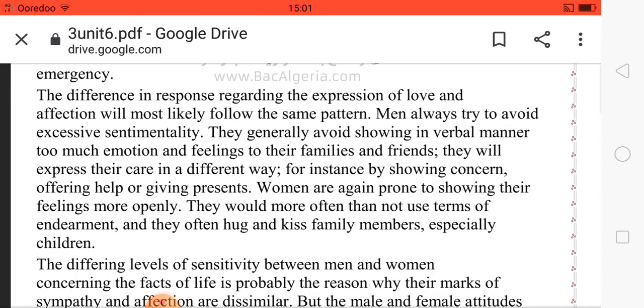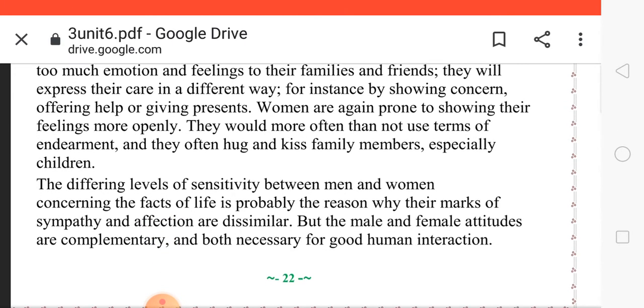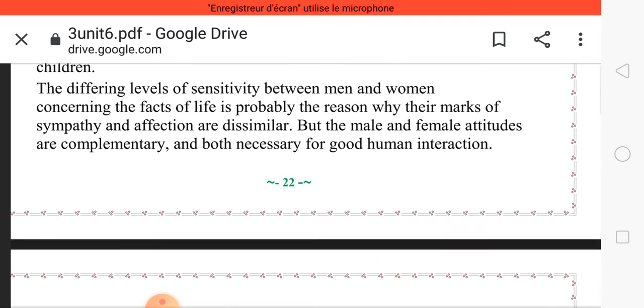Men always try to avoid excessive sentimentality. They generally avoid showing, in a verbal manner, too much emotion and feelings to their families and friends. They will express their care in a different way, for instance, by showing concern, offering help, or giving presents. Women are again prone to showing their feelings more openly. They would more often than not use terms of endearment, and they often hug and kiss family members, especially children.